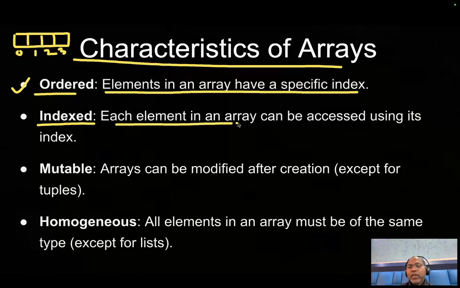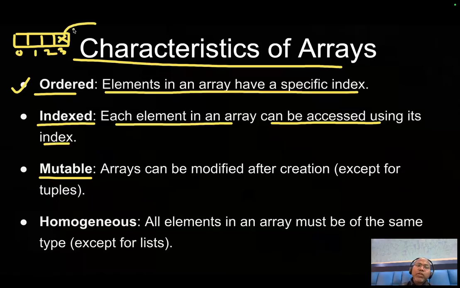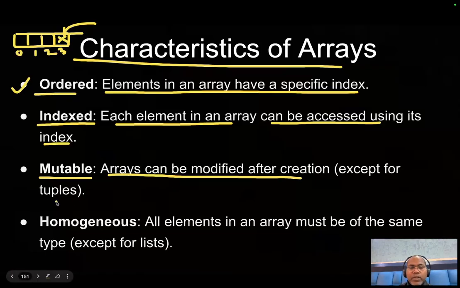Each element in an array can be accessed using its index value. Next, mutable: once you have created an array, you can also change its values. The array can be modified after its creation. But notice, in the case of a tuple, a tuple is an immutable data structure. And the good part, an array supports the concept of homogeneous.